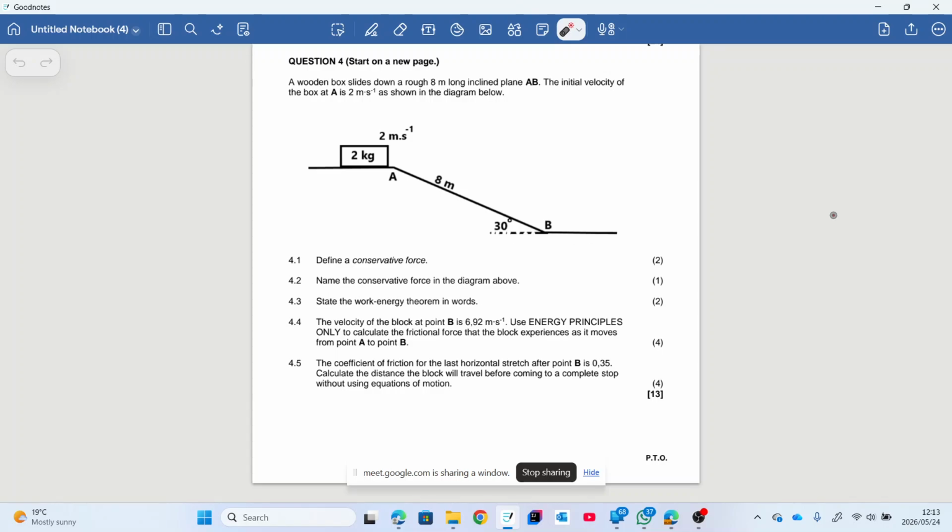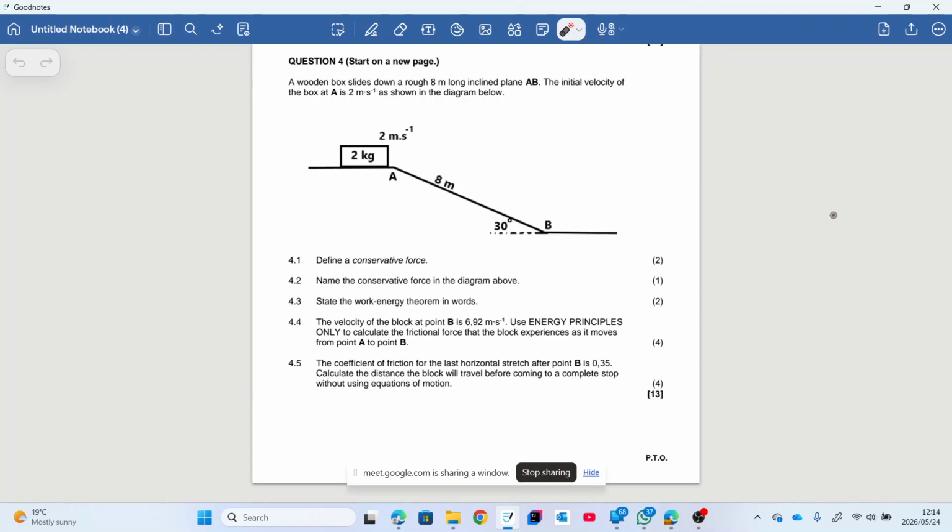It says question 4. A wooden box slides down a rough 8-meter long inclined plane, which is AB. The initial velocity of the box at A is 2 meters per second, as shown in the diagram below. Now, they want us to define a conservative force.